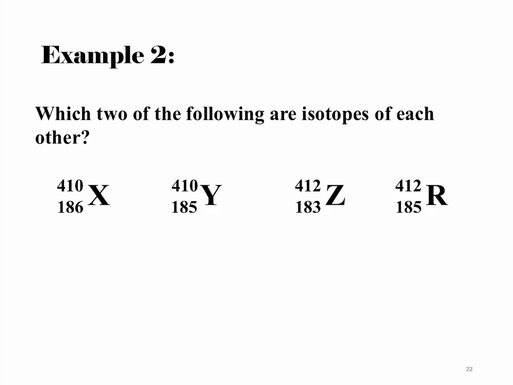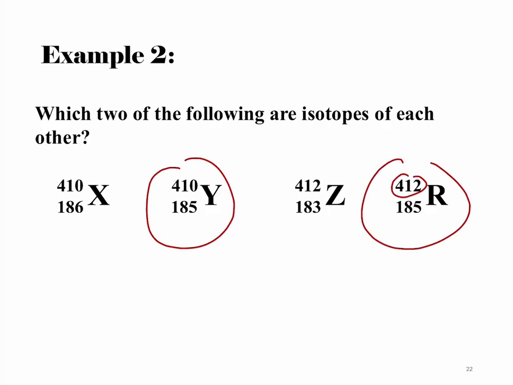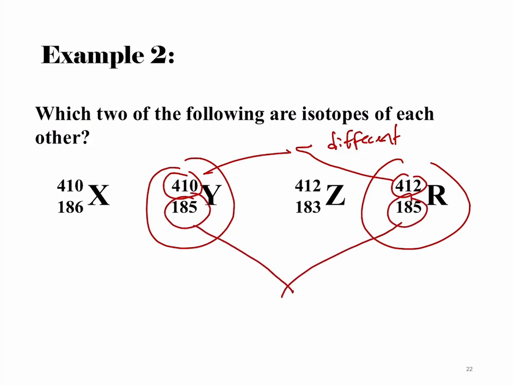So which of these are going to be isotopes of each other? Y and R, right? Because if we look at them, they have differing mass numbers, right? So these are different. Different mass, same electrons. And the same protons, right? Because the atomic number, same Z or proton.